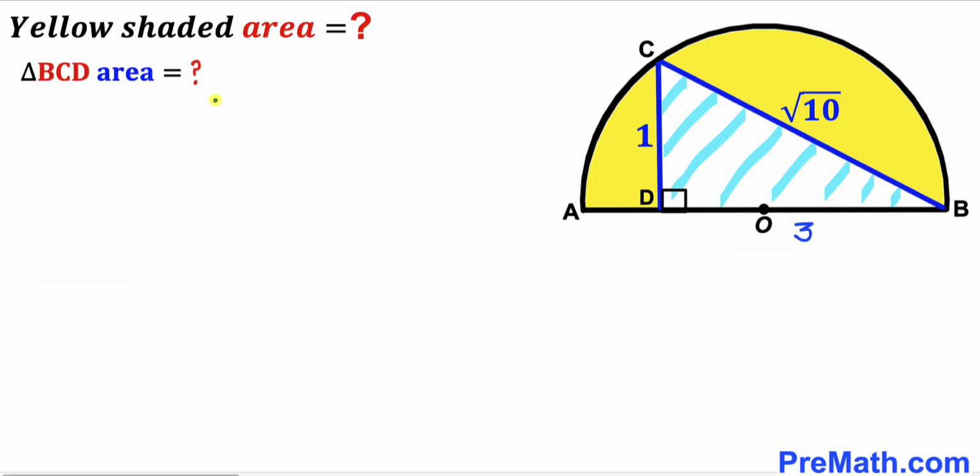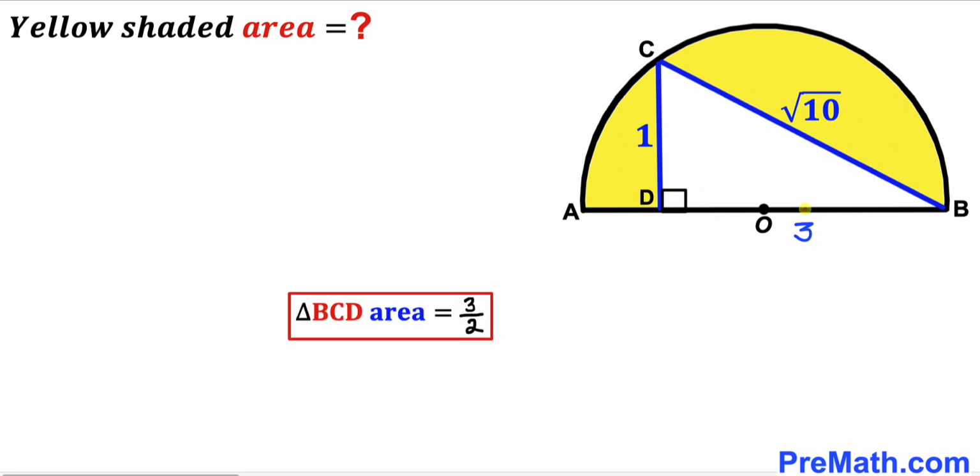And now we are going to calculate the area of this triangle BCD. Let's recall the area of a triangle formula. Area equals a half times base times the height. In our case, the base of this triangle is 3, whereas the height of this triangle is 1. So the area of this triangle BCD is going to be a half times the base 3 times the height 1. If we simplify the right hand side, the area of this triangle BCD turns out to be 3 divided by 2 square units.